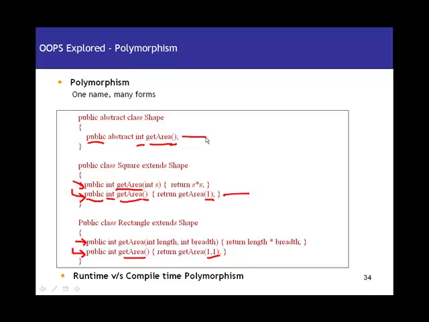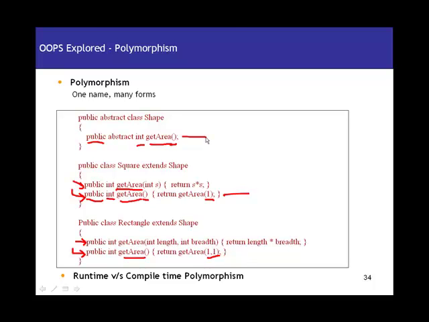So when you talk about overloading, you can have many overloaded methods in the same class itself, right? Whereas in overriding, you cannot have them in the same class. It has to be in the subclass-superclass kind of relationship. Okay. Right.